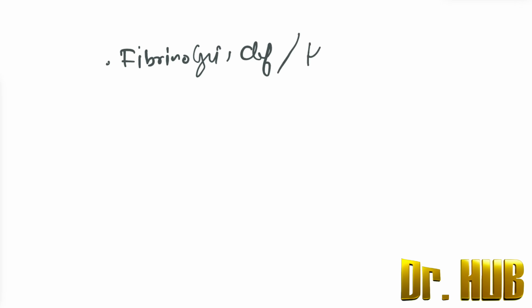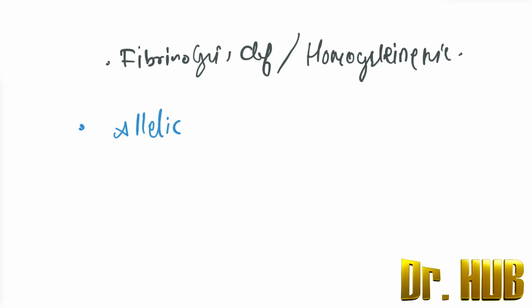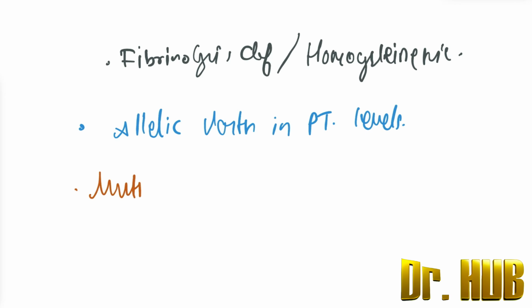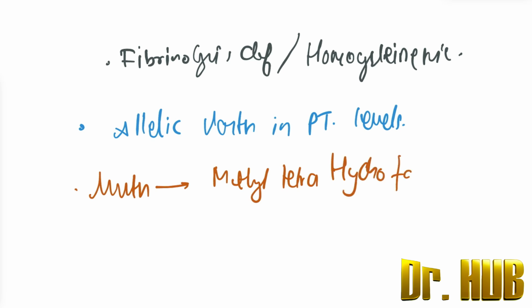Then comes homocystinemia. There are allelic variations in the prothrombin levels, PT levels. And there are mutations in the methyltetrahydrofolate gene, which is known as the MTHF gene.